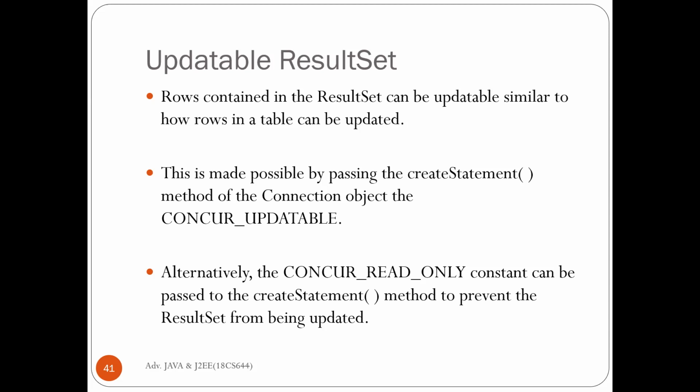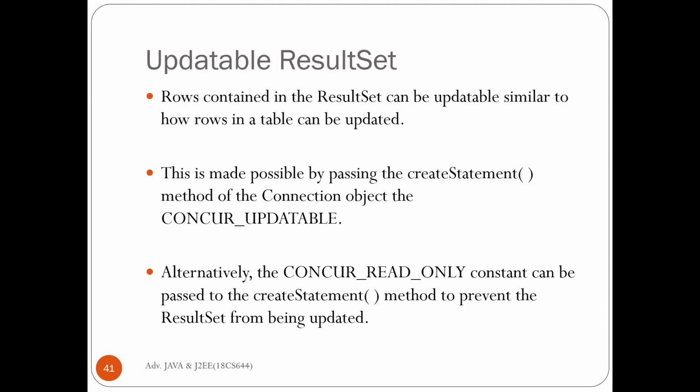So the rows that are present in the result set can be updatable, similar to how we update the rows in the table. In the table we will update the data using the update command, a delete command we will use to delete the data, and an insert command we will use to insert new data. Likewise, the data that is present in the database can be modified. Similarly here, the data that is present in the result set can be modified. This can be made possible again through settings that are used in the create statement.